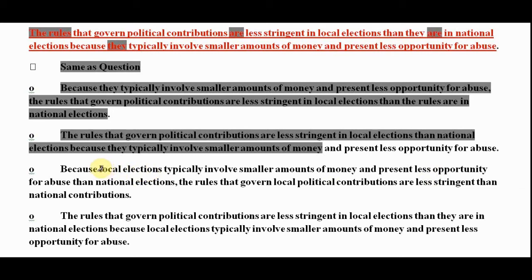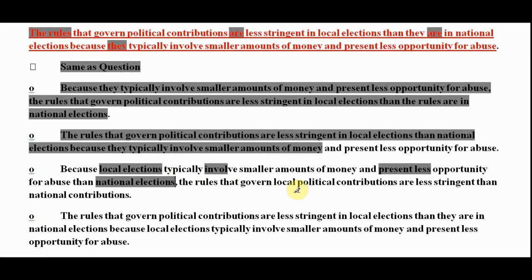Option D: because local elections typically involve smaller amounts of money and present less opportunity for abuse. What it says: local elections involve smaller amounts of money and present less opportunity for abuse than national elections. No, local elections than national elections is not the concern. It is local elections present less opportunity for abuse than national elections present. So it is the comparison between two verbs. Local elections present less than national elections present. So here it should be do instead of only elections.